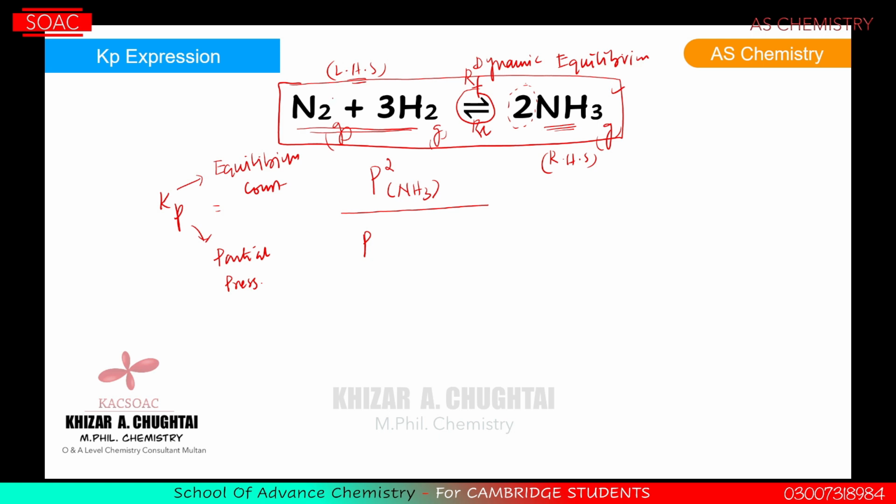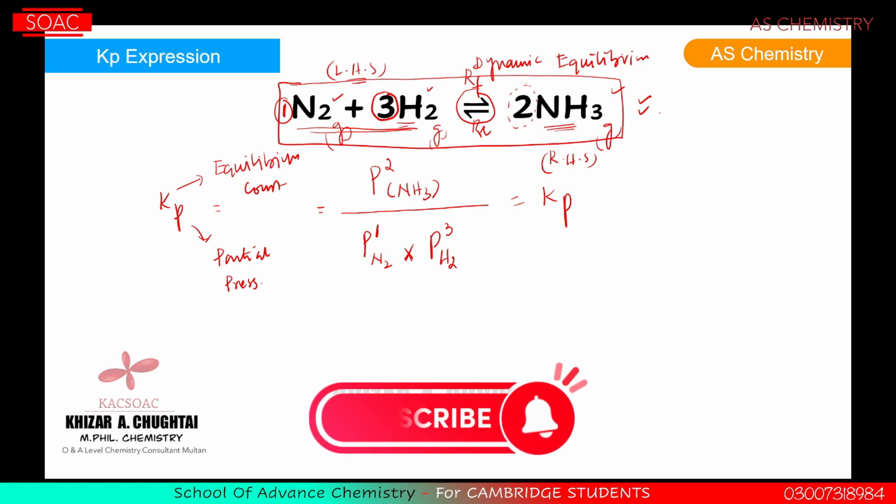In this case, nitrogen is a gas, so I'm going to put the pressure of nitrogen. Its coefficient is equal to 1, I mean the mole is equal to 1, so it will be to the power 1. Then multiply by the next reactant that is also gaseous, the pressure of hydrogen, and its power is equal to 3 because 3 moles of hydrogen are being used. Kp is equal to the pressure of ammonia squared divided by the pressure of nitrogen times the pressure of hydrogen cubed. This expression is the expression of Kp for this given reaction, the Haber process.